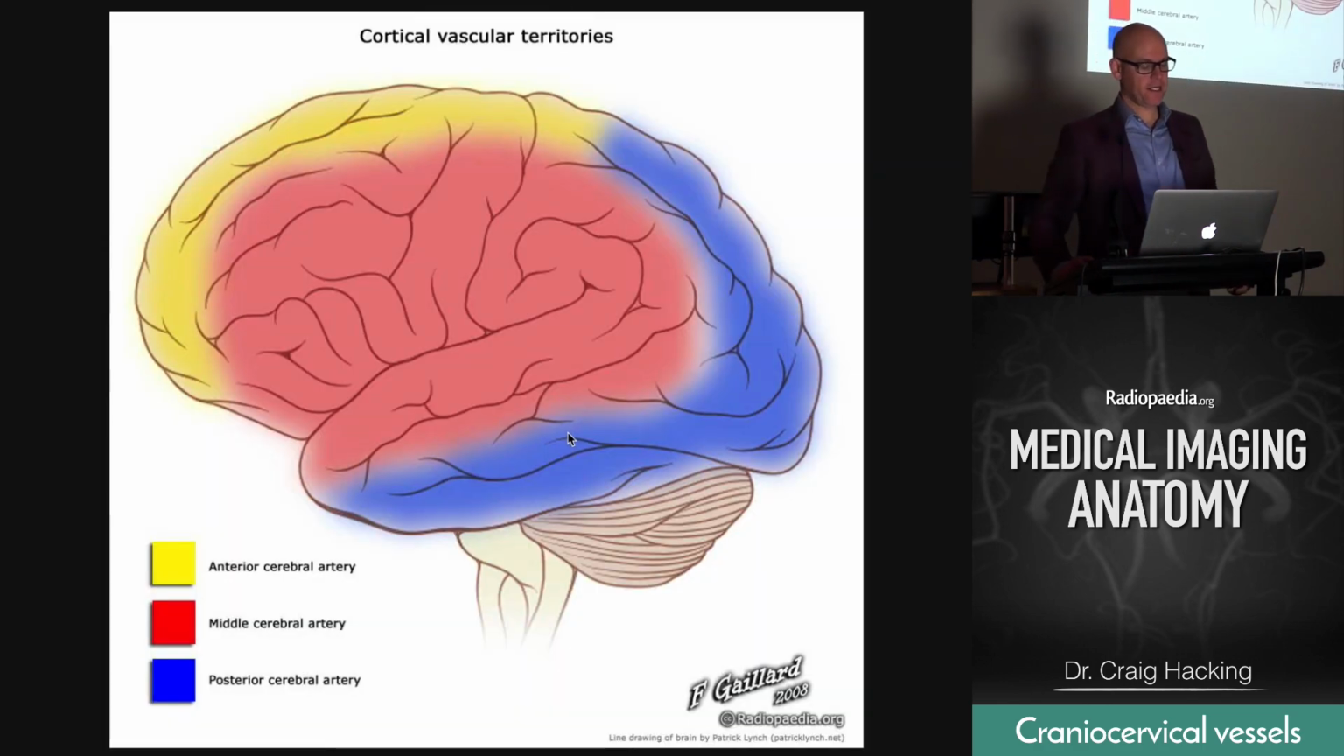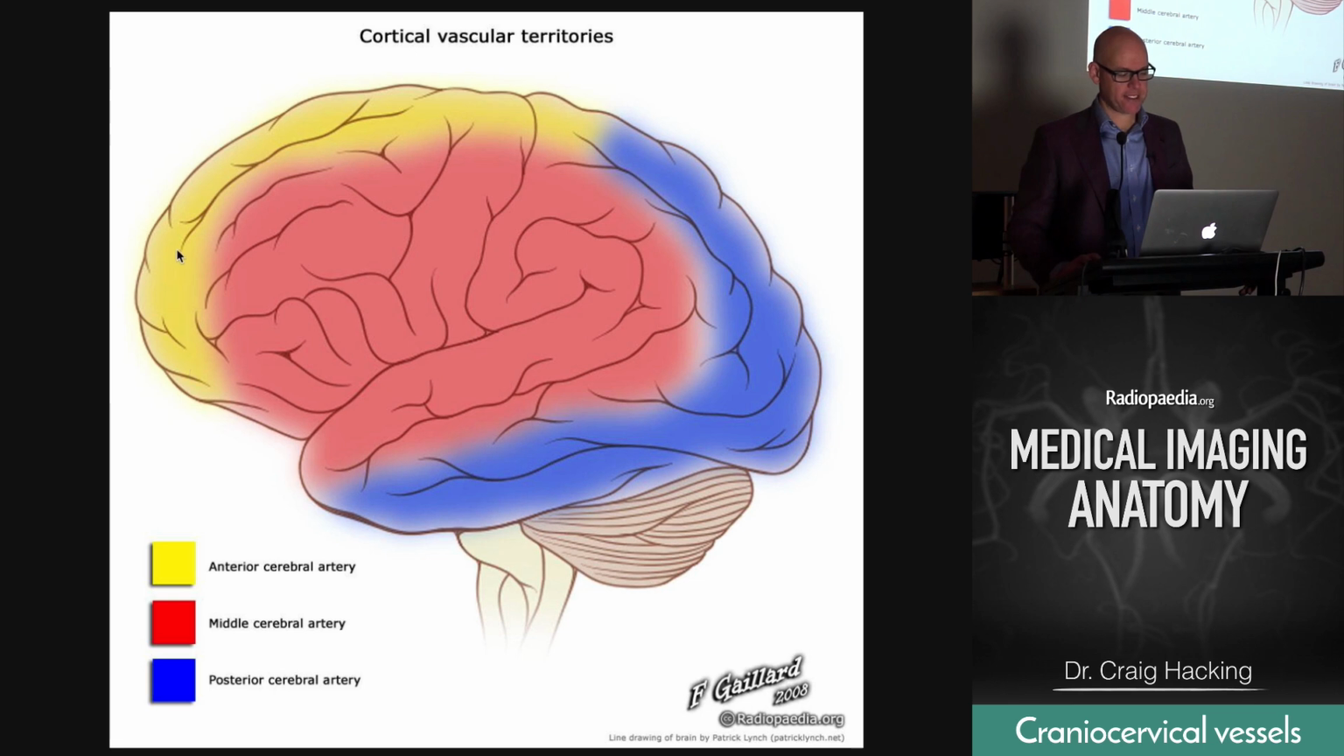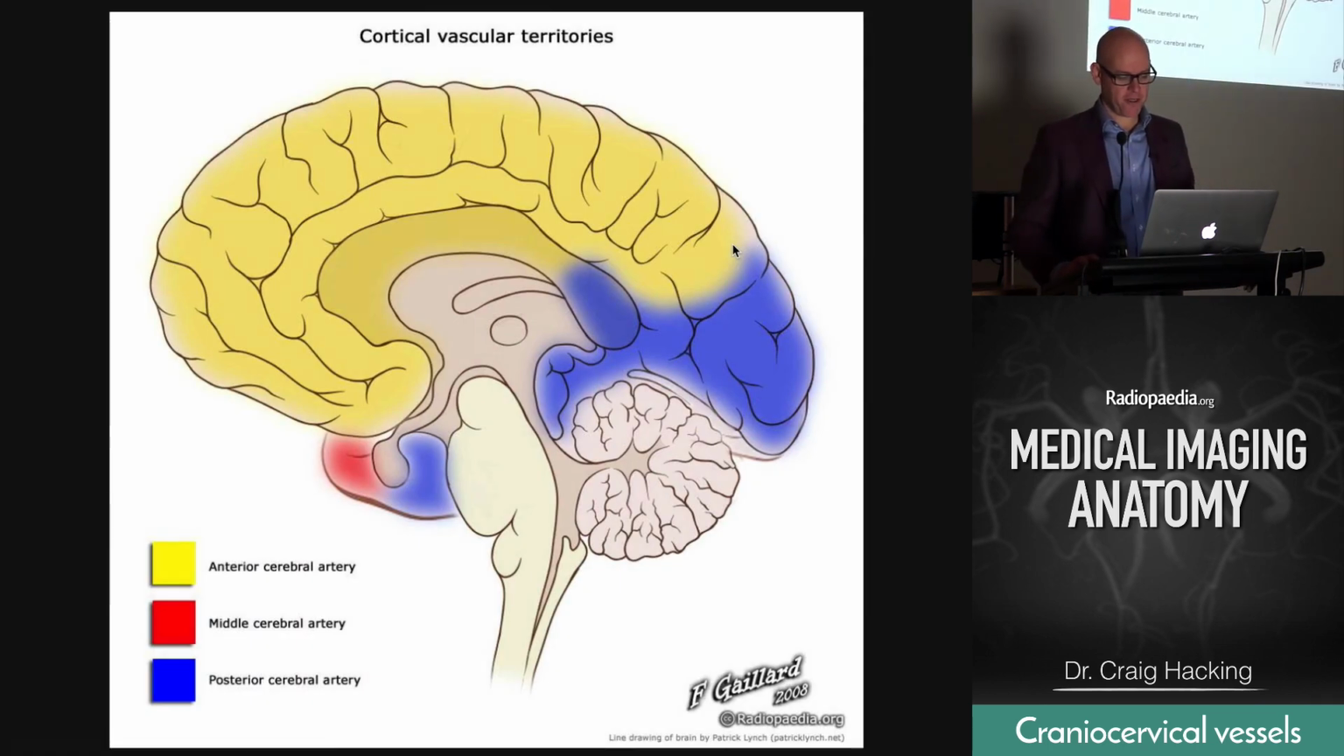Now, the classic illustrations we see in textbooks are things like this, where the MCA supplies most of the external surface of the brain. The lateral aspect we're looking at here. The ACA supplies the medial aspect of the frontal lobe. It sometimes gets the parietal lobe as well. The PCA supplies the inferior aspect and lateral aspect of the temporal lobe, obviously the occipital lobe and part of the parietal as well. If we flip it around and look at the medial aspect, you can see that MCA doesn't do much medial at all. Sometimes it pokes its head around and supplies a little bit of the temporal pole, but mainly it's PCA.